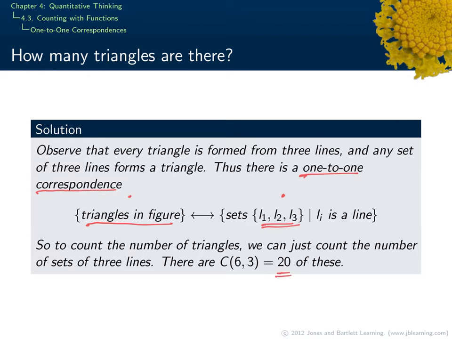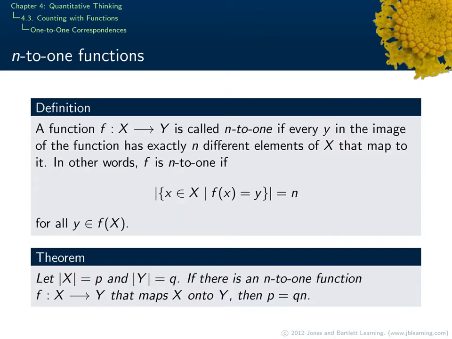Remember, C(6,3) is 6 factorial divided by 3 factorial times 3 factorial. If you make that calculation, that's 6 times 5 times 4 divided by 3 factorial, which is 6. And that turns out to be 20, just as claimed. So that's a lot easier than just sitting and staring at that figure and trying to identify all of the triangles.